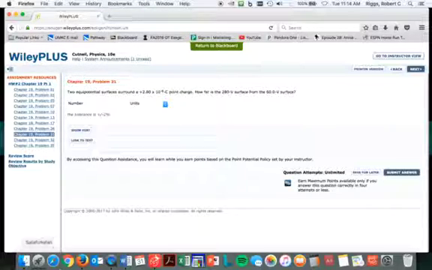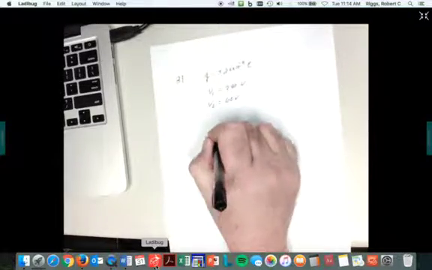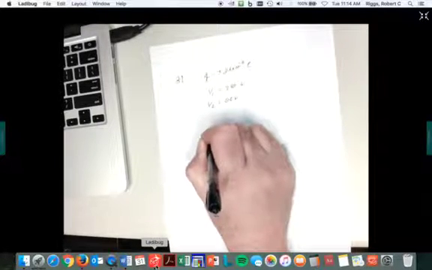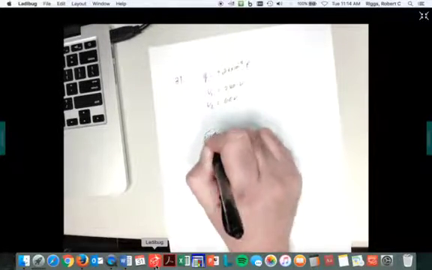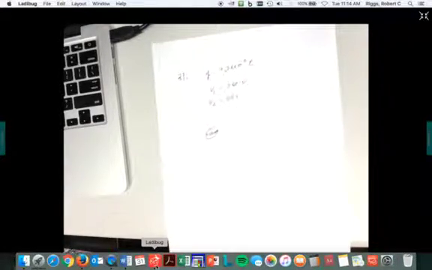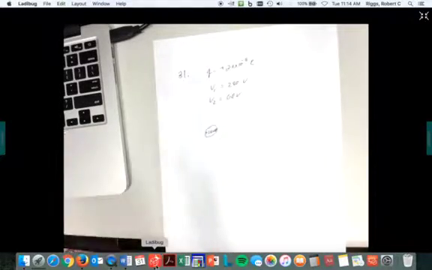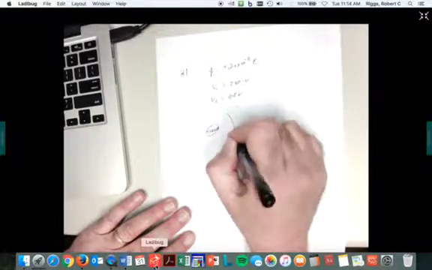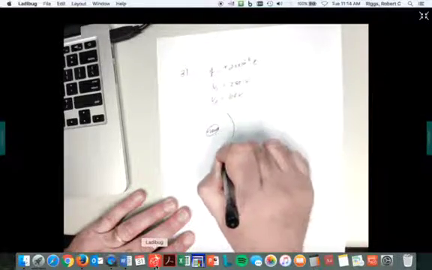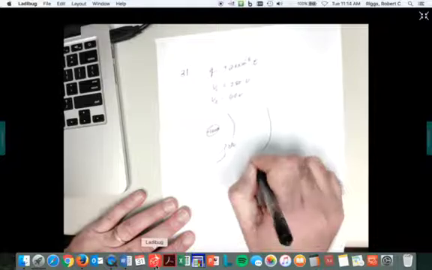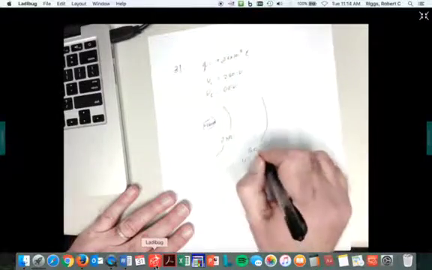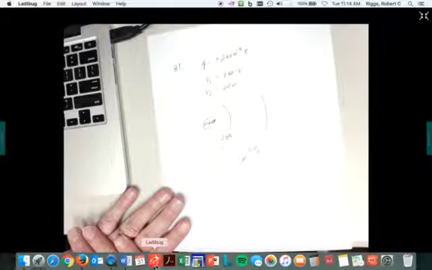Now we've got those on there. I've got a question for you. I've got this positive 2.8 times 10 to the negative 8 coulomb sitting here. Which one of these surfaces is closer? It's a positive charge, so as we get closer to positive charges, the potential goes up. So the 280 is closer. Here's the 280 volt surface, and the 60 volt surface is out here somewhere.